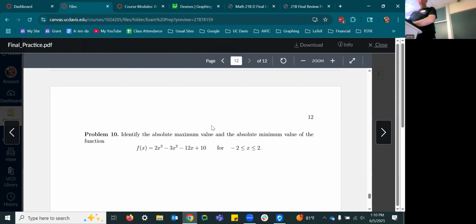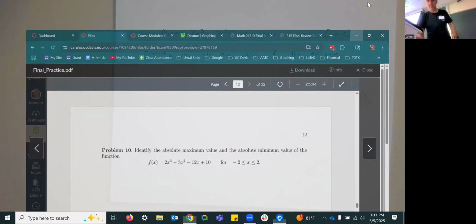So yeah, let me write this down. Our function is 2x cubed minus 3x squared minus 12x plus 10, and we're on the interval from -2 to 2. We want to identify the absolute maximum value and absolute minimum value. Okay, sorry, I know you can't see what I'm writing.